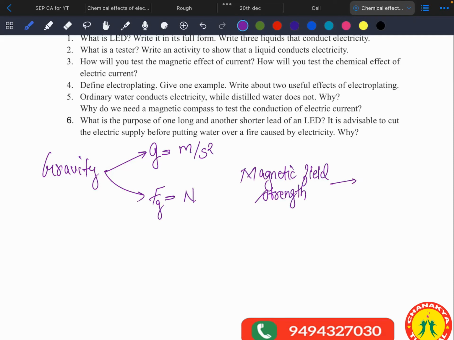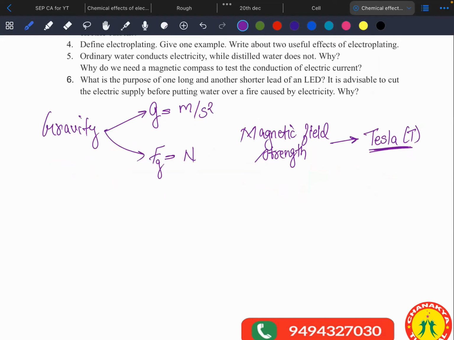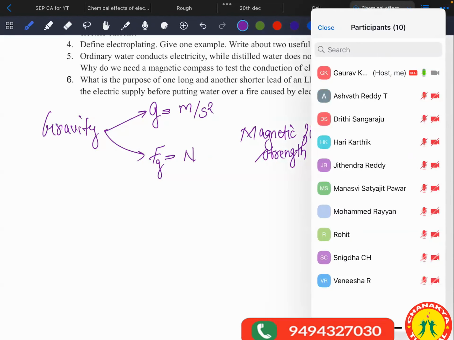You will encounter this unit in the higher classes, like in 11th or 12th. The magnetic field strength is represented in Tesla, T. So we represent magnetic field by T, because the magnetic field unit is named after Nikola Tesla. So basically, the Earth's magnetic field. You guys are clear with this fact, right, that the Earth also has a magnetic field? Yes, sir. Okay, very good.